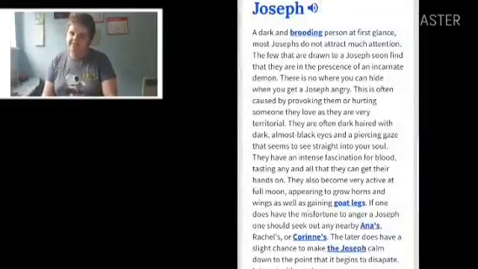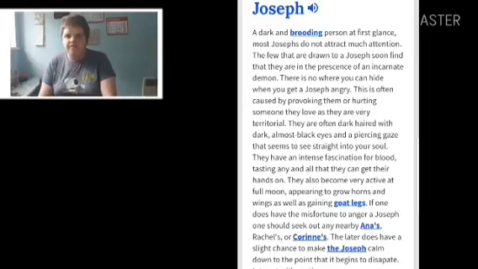It's a Joseph again, by the way. I keep going into the definition without telling you what name it is. If you guys can see it, either this way, or this way. I don't know how I'm going to make this work, guys. A dark and brooding person at first glance. Most Josephs do not attract much attention. Oh, hang on, I'm a bit premature there. Most Josephs do not attract much attention. The few that are drawn to a Joseph soon find that they are in the presence of an incarnate demon.